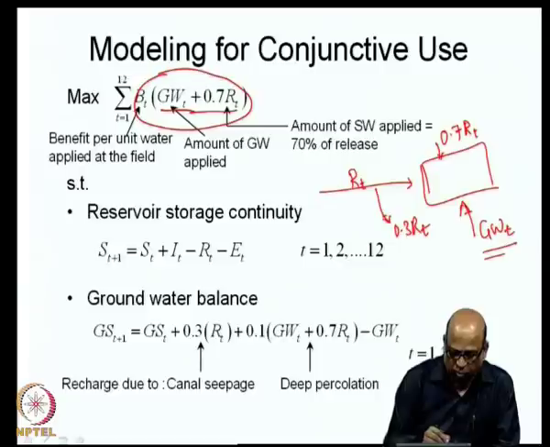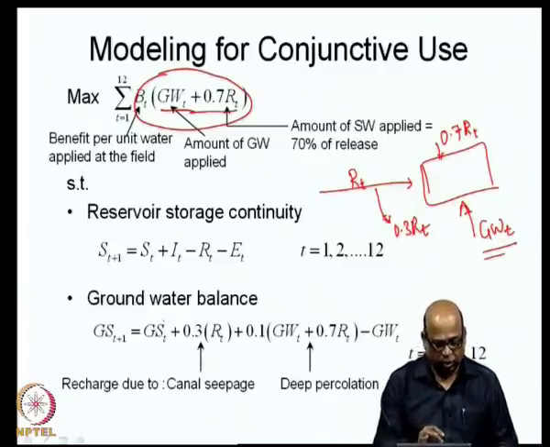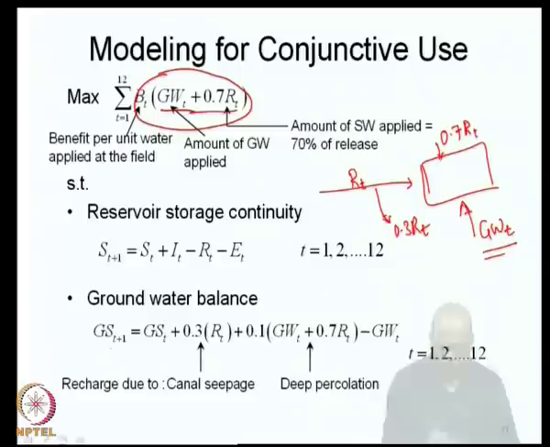Then we write the reservoir storage continuity and the groundwater balance. In the groundwater balance, now we have discarded several terms. We will simply take it as GS_t+1, which is the groundwater storage at the beginning of time period t+1, is equal to the groundwater storage at the beginning of time period t plus whatever has come from the canal seepage as recharge.